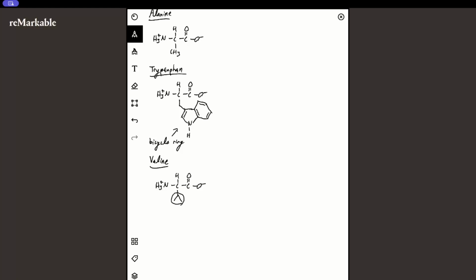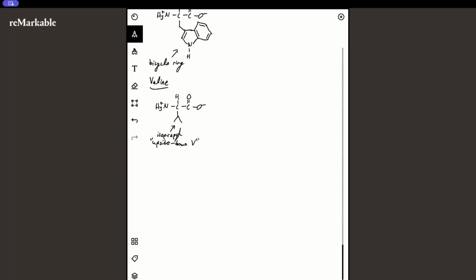It looks like a V, an upside down V. So this is an isopropyl. Whoa, can't spell. Isopropyl. It kind of looks like an upside down V. It's very interesting. Now that was our last nonpolar one.